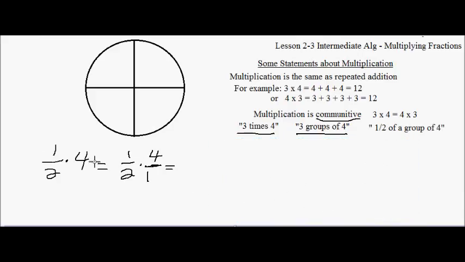Then all you do is multiply the two top numbers: 1 times 4 is 4, and 2 times 1 is 2. This is the method: you multiply the two top numbers and the two bottom numbers. Then you can reduce it. This is 4 divided by 2, or how many 2s are in 4. That's 2.